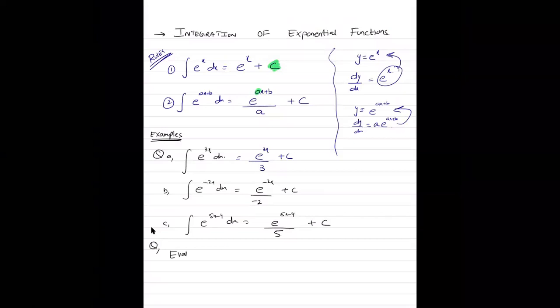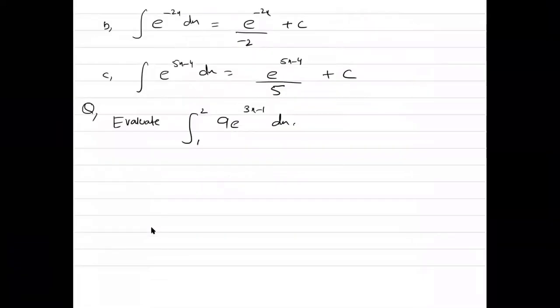Do you remember plugging in the limits, upper limit and lower limit, in P1? You can evaluate. I'm talking about the definite integral. So 9e to the power of 3x minus 1 dx. First of all, we are going to integrate this, and then we are going to apply the limits to find the final answer in exact form.